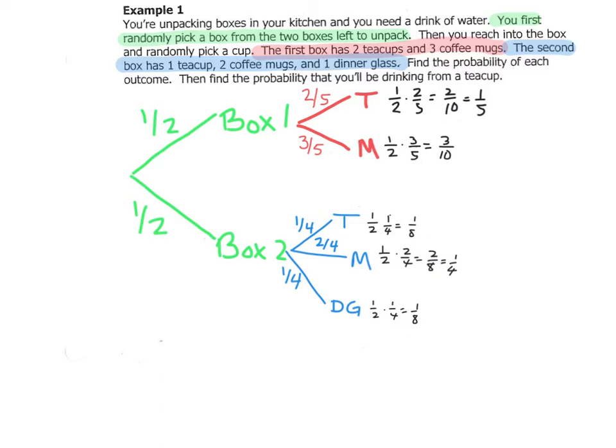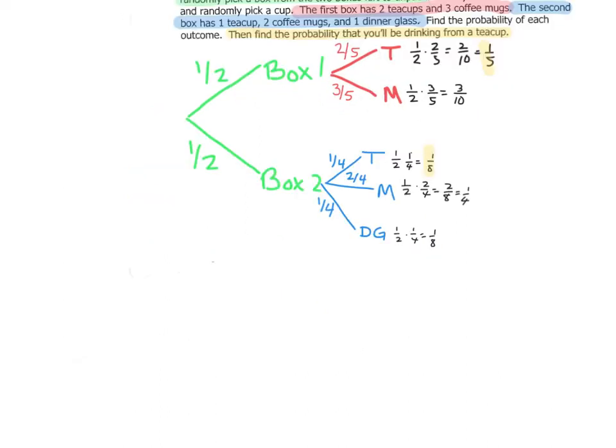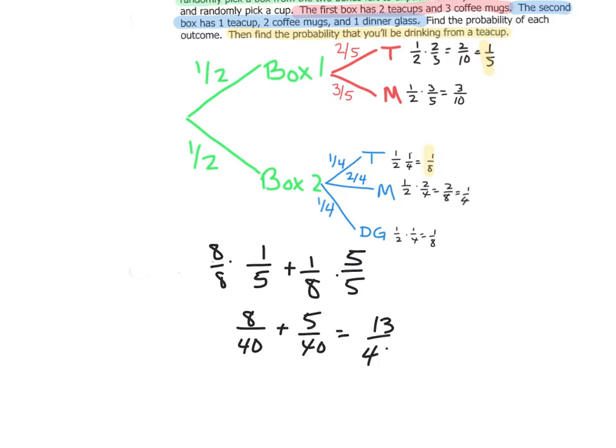Lastly, it asks us to find the probability that you'll be drinking from a teacup, so we would just take any probability that had a teacup in it, which would be 1/5 or 1/8, depending upon if you're in box 1 or box 2. And we've seen this a lot where or means add. So we've got 1/5 plus the 1/8. If I make common denominators, I can multiply this one by 8 over 8 and 5 out of 5, which gives me 8 out of 40 plus 5 out of 40, or 13 out of 40 probability of getting a teacup.